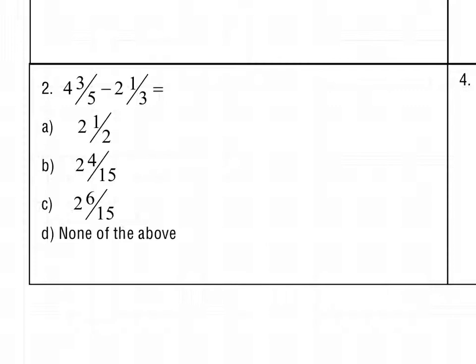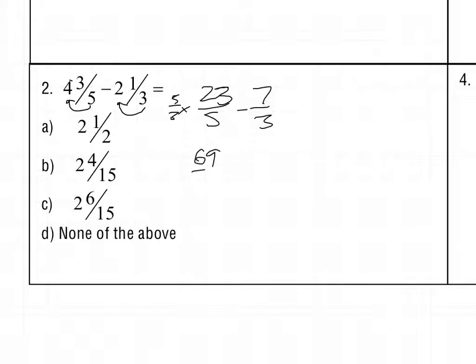Coming over here to the second Do Now problem, we have a mixed number subtraction. We're going to have to get common denominators for this first. I'm actually going to go ahead and change them to improper fractions first. That's going to give me 23 over 5 minus 7 over 3, which is 6. Then I'm going to get common denominators, so I'm going to multiply this one by 3 over 3. And that's going to give me 69 over 15 minus this one is times 5 over 5, is 35 over 15 as well.